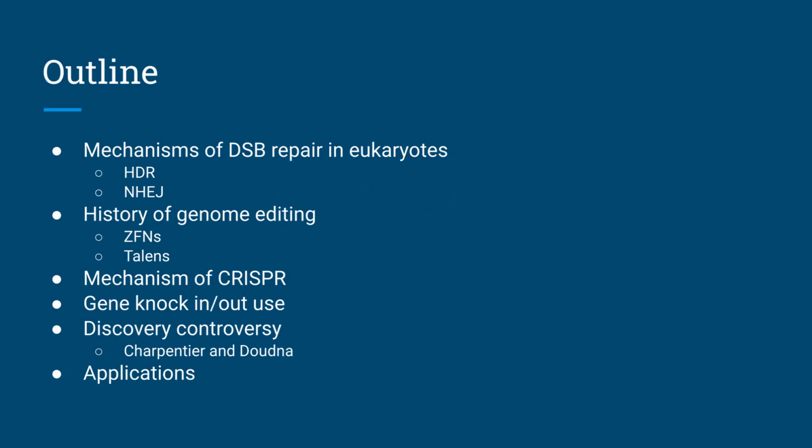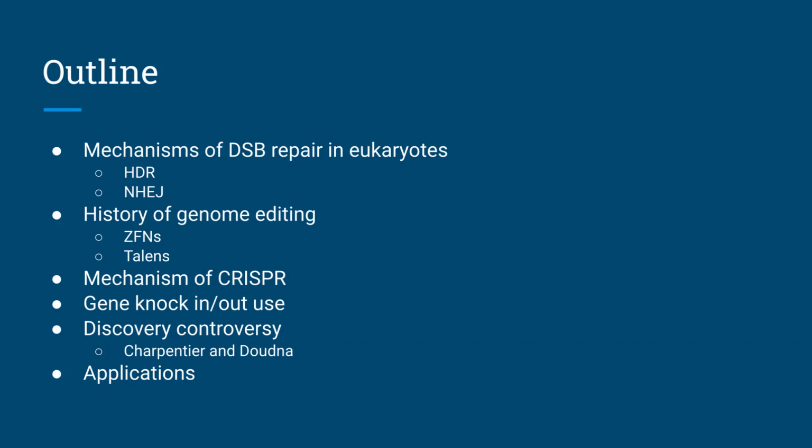So we had ZFNs being used, TALENs being used, and we'll talk about the differences of those. And then the mechanism of CRISPR and how it exactly works and the parts that are used in it. Gene knock-in and knock-out, as CRISPR is used for both.